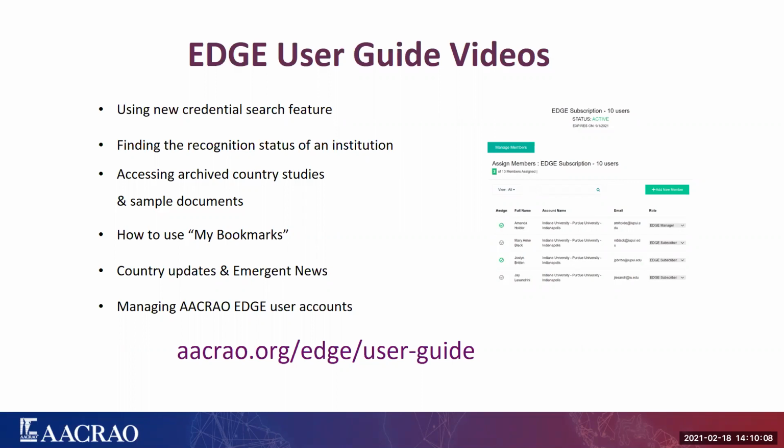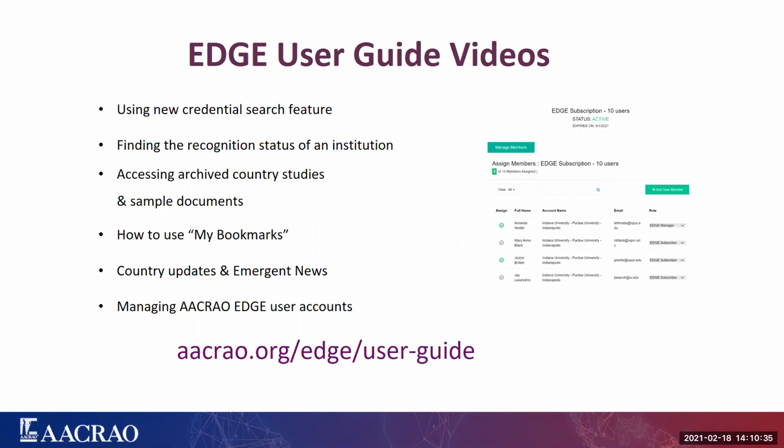Be sure to use the correct name of the credential, using appropriate accents, so that you can find what you need. We've got a video that gives you advice for how to find the recognition status of an institution. And that involves going back to the primary source, going back to in-country resources, and that's where you're going to find that. We put together a little video because that's a common question that we hear from EDGE subscribers.